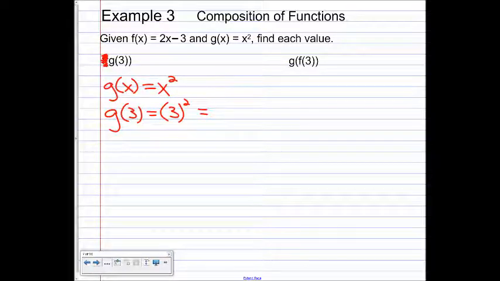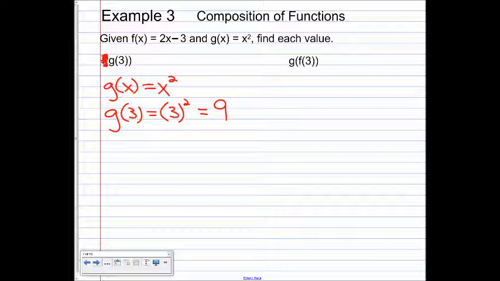So what is g of 3? 9. 3 squared is 9. Rossi's the new genius. 3 squared is 9. Yes, you should write this down. I'm sorry. Yes, my fault. Thank you for that.